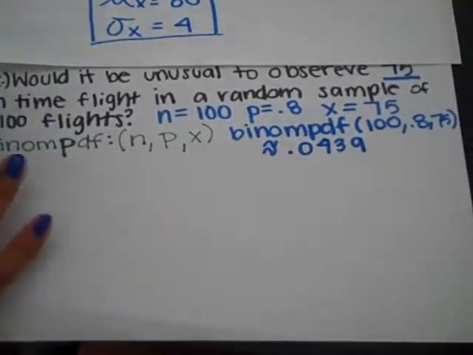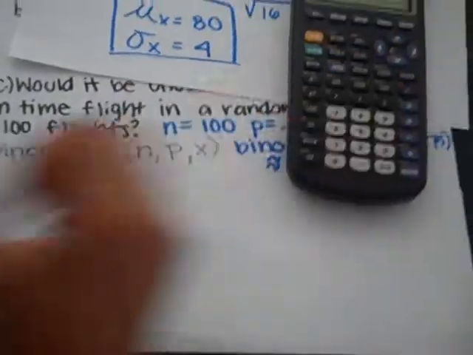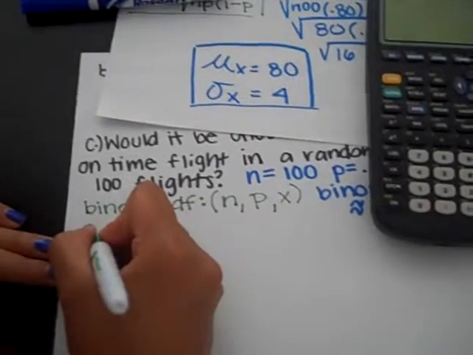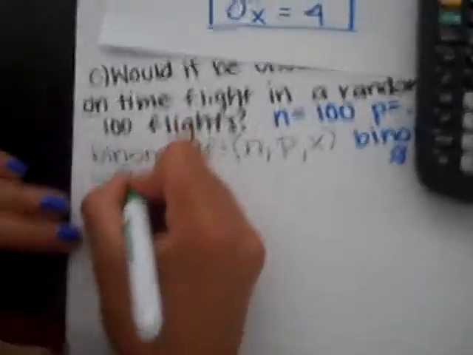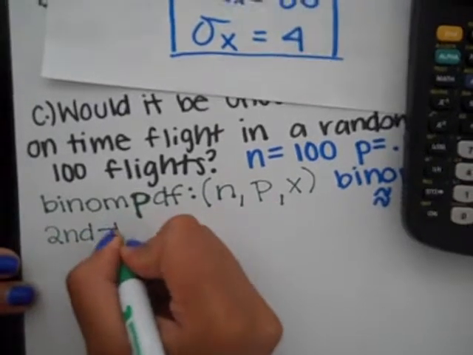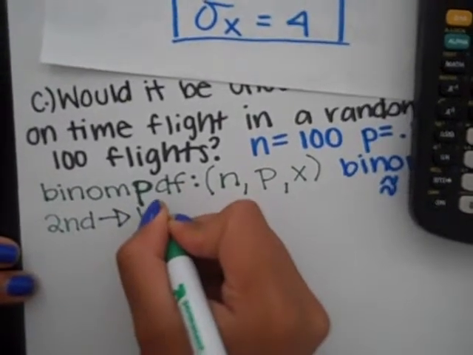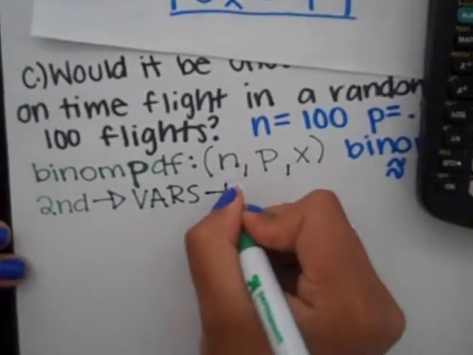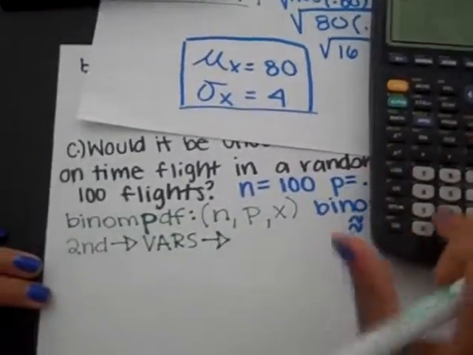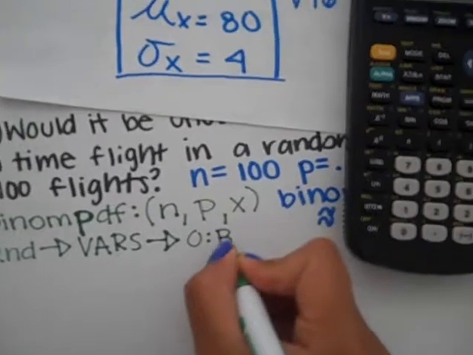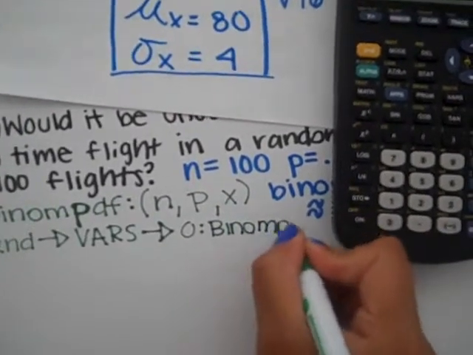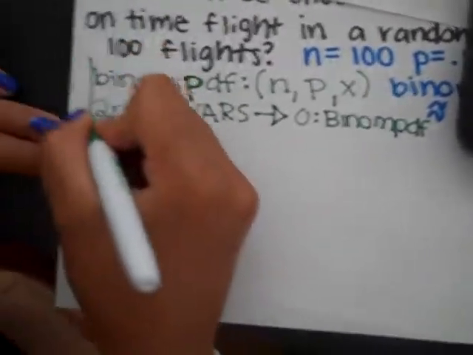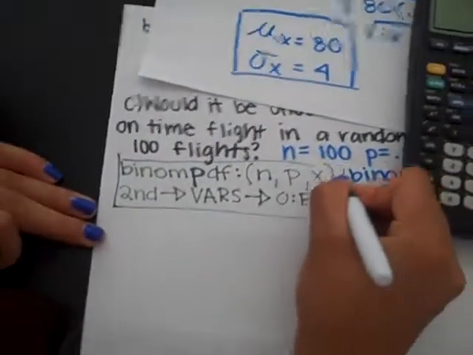Again, just for reference, you press second, then VARS, then you scroll down to 0, which is binomial PDF. So that's the formula that you have to use.